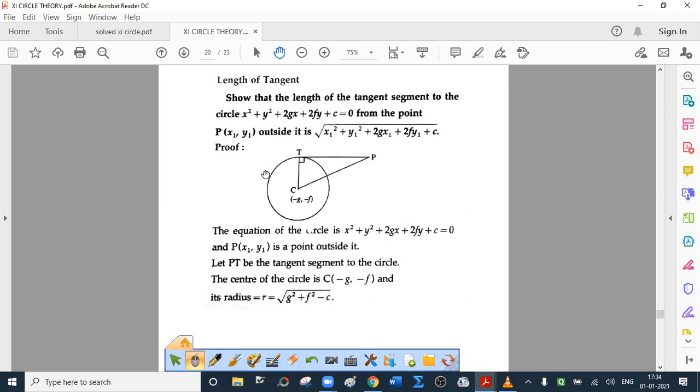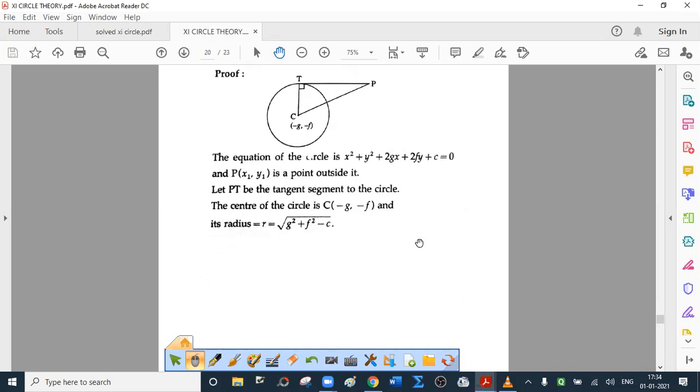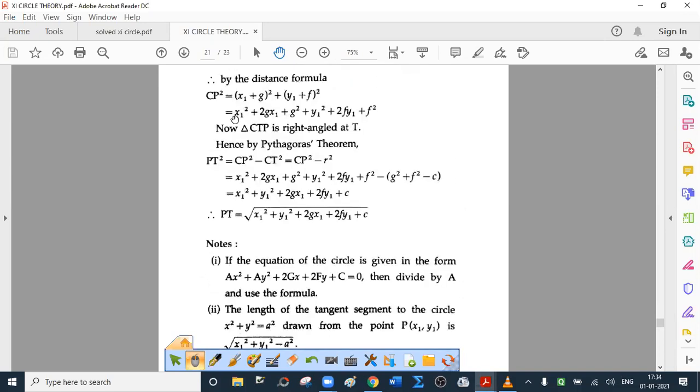Now the proof is very simple. For this circle, what is the center? It is (minus g, minus f). And what is the radius CT? It is root g square plus f square minus c. So P(x, y) is any point outside the circle. Okay. So by the distance formula, CP square is this.